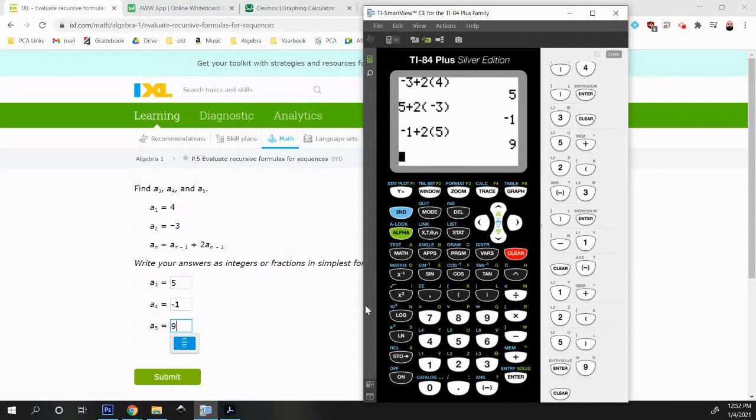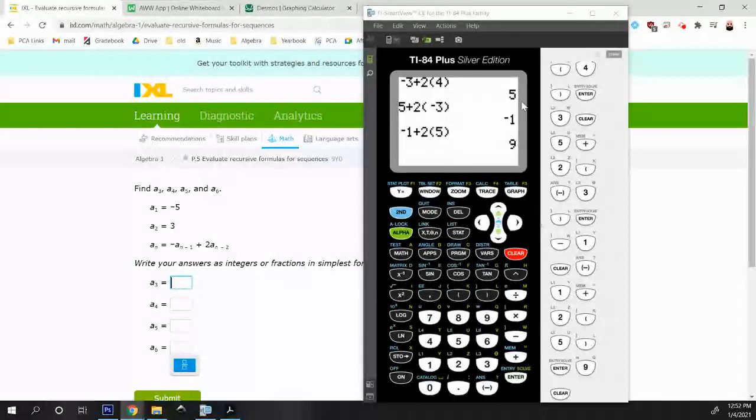Okay, so let's check it right quick since I made a mistake on the other one. The third one would be 4 plus 2 times -3. I'm sorry, that'd be -3 plus 2 times 4. So that'd be 5. Sounds good. This one would be 5 plus -6, which would be -1. So that looks good. This one would be -1 plus 2 times 5, which would be 10. That'd be 9. So that looks good. And we can click submit. And since I actually checked it this time, I don't have to worry about having made a mistake.